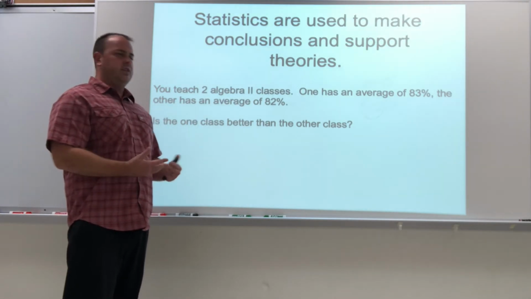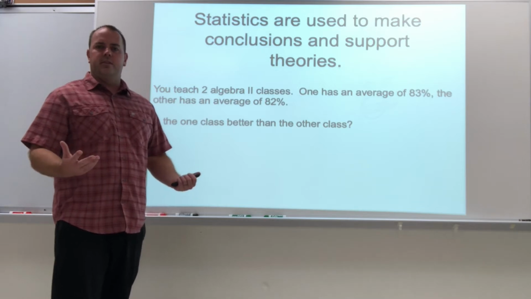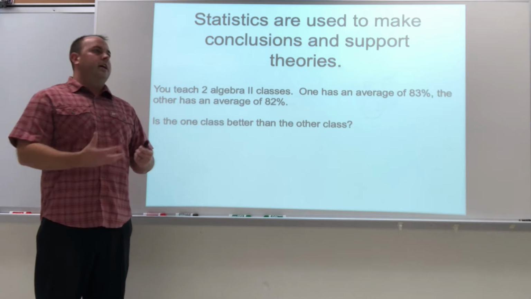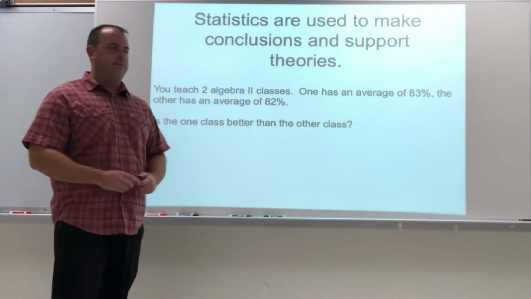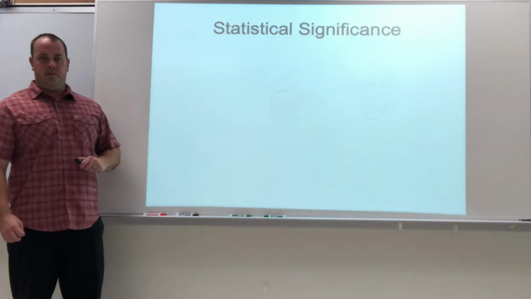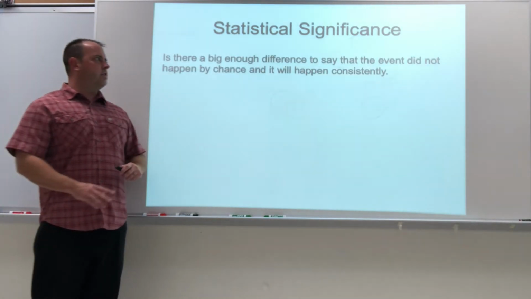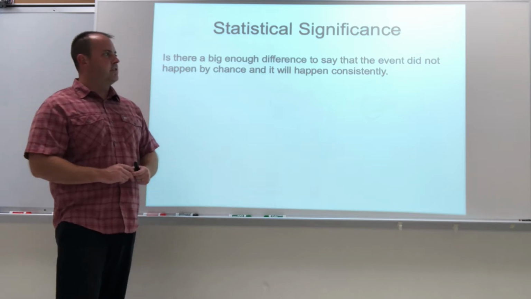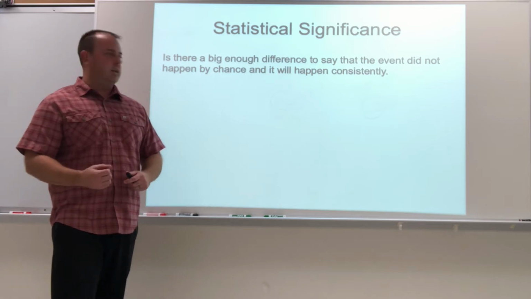Because some people are going to look at it and say, well, 1 percentage point doesn't mean that much. It's not worth that much. But if we have two very large samples, there could be enough evidence to say that that 1 point is a big enough difference. And we start saying things are statistically significant. A nice general definition: statistically significant means there is a big enough difference to say that the event did not happen by chance and it will happen consistently.